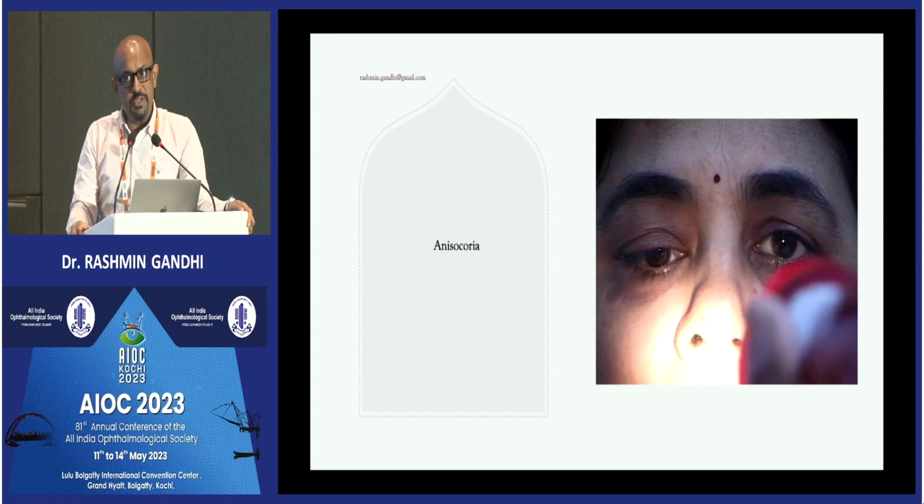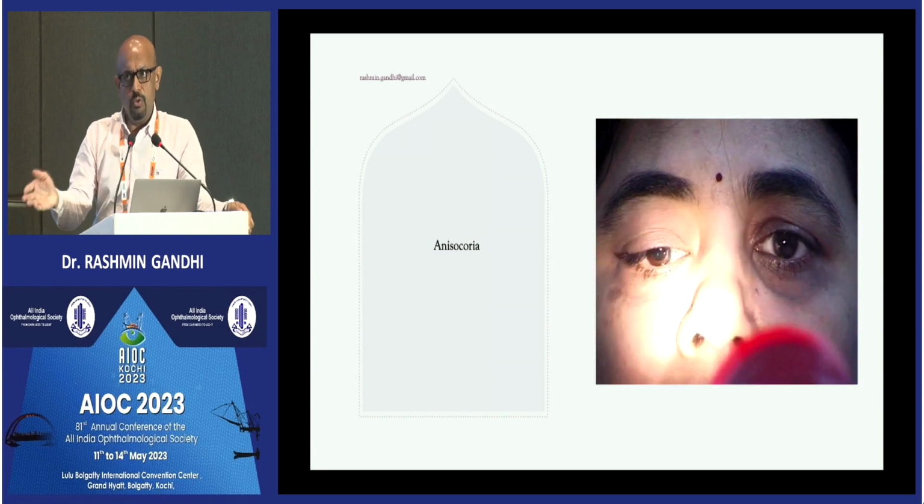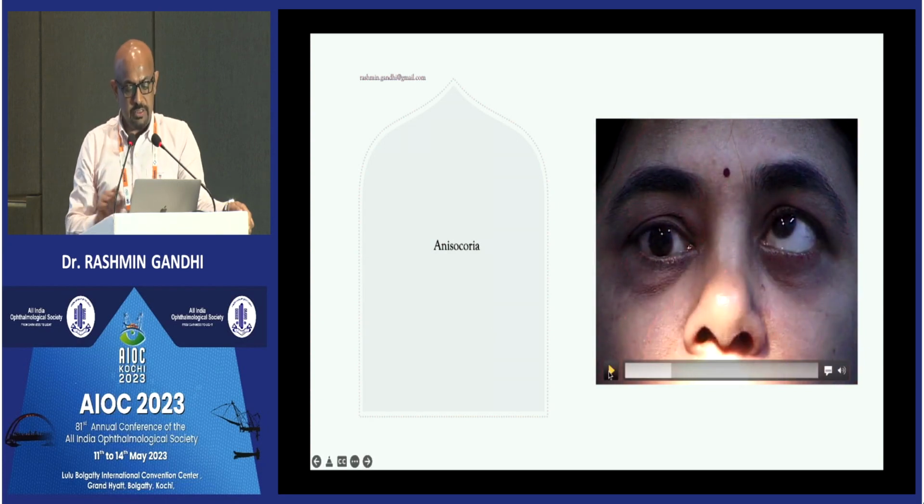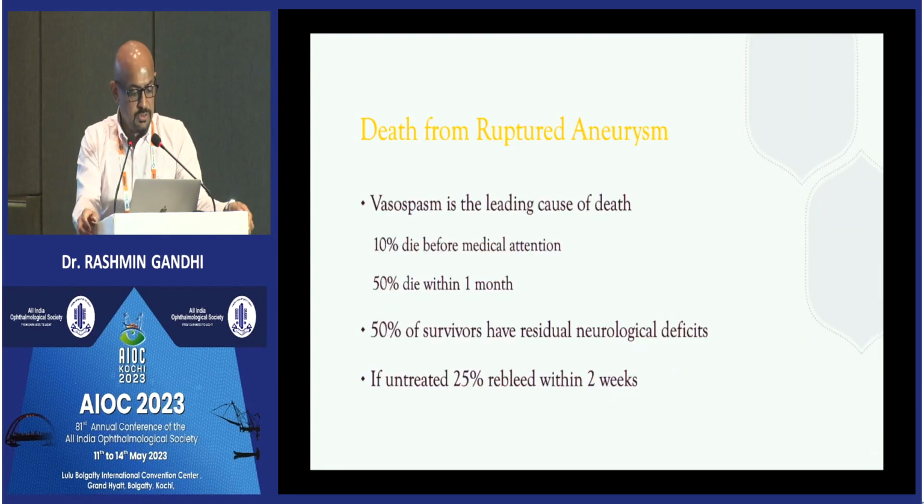So this is another example. Of course, this is much more obvious, where you don't really have to do anything. You know that the patient has a problem. But this again is a medical emergency. The patient has a potential partial third nerve palsy with pupillary involvement. Now, why is that a medical emergency? Because 10% of these patients who have third nerve palsy with pupillary involvement can actually die before getting medical attention, because they can have an aneurysm of the posterior communicating artery, which presents to us first with a third nerve palsy and pupillary involvement. 50% of these patients can pass away within 1 month.